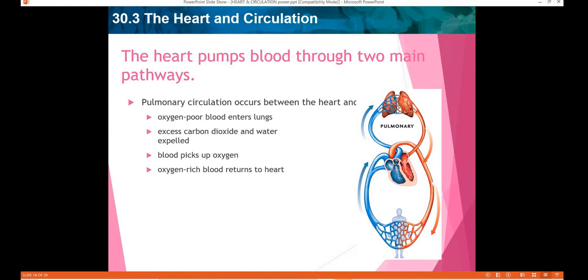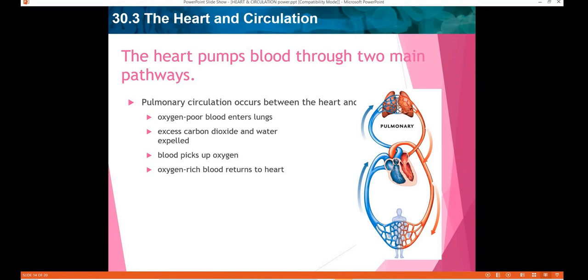Okay, so that is how hard your heart functions, only in an hour, imagine. And the leading cause of death in the United States is heart disease itself. So you always need to maintain a very healthy lifestyle so that you don't get any heart conditions. Now let's move on to how the heart pumps blood through two main pathways.